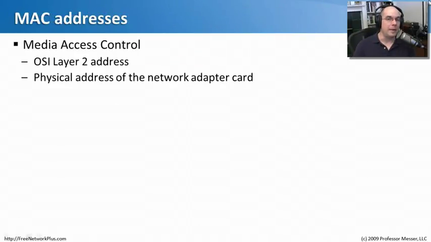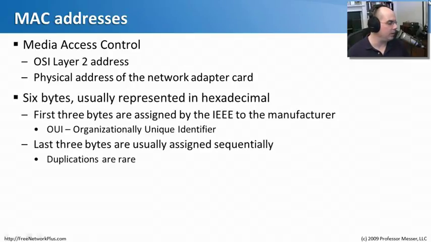A MAC address stands for Media Access Control. These are OSI Layer 2 addresses. These are really the fundamental addresses that devices use to communicate to each other. They are the physical address of the network interface card inside of your device, whether your physical device is a computer, a router, a firewall, or a server. Every network card has a MAC address on our Ethernet networks. These MAC addresses are 6 bytes long, and they're usually represented in hexadecimal format.